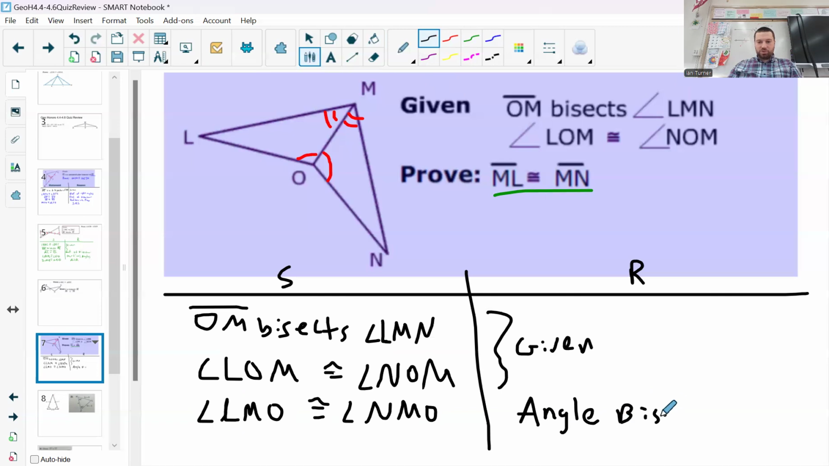Now we need to use the picture to get something else. Do they share anything? Are there vertical angles? Is there alternate interior angles? Those are the things that might be in the picture. In this case, they share this side, MO, or let's call it OM. That's what the book called it. So we're going to say OM is congruent to OM by reflexive property.